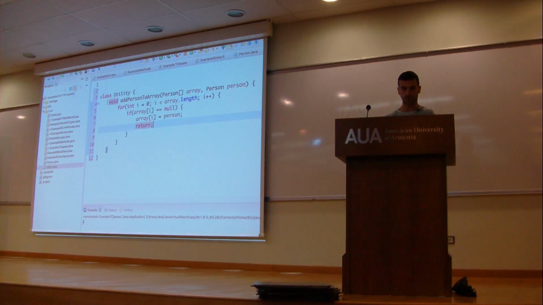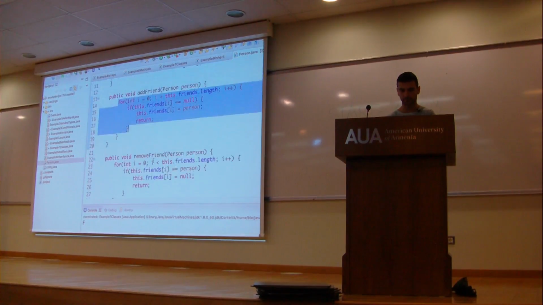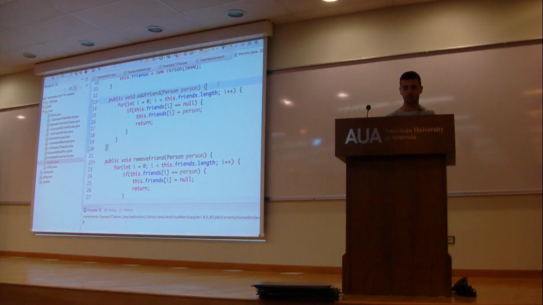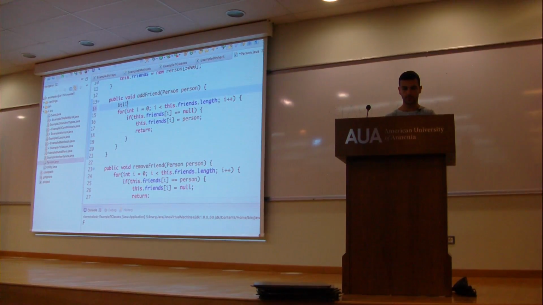There we go. We can have this be public, whatever. Now we have this person. Now if we go back here, we can say utility.add, static and person, and then this.friends and person.